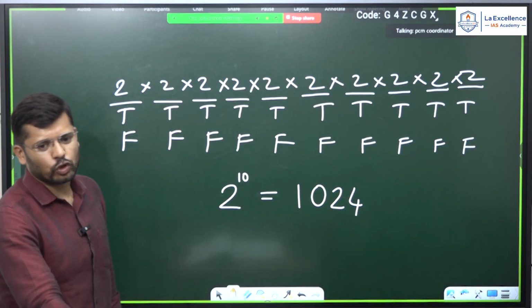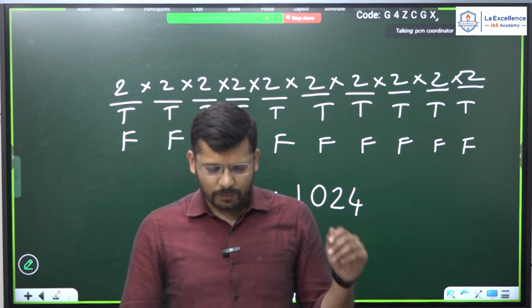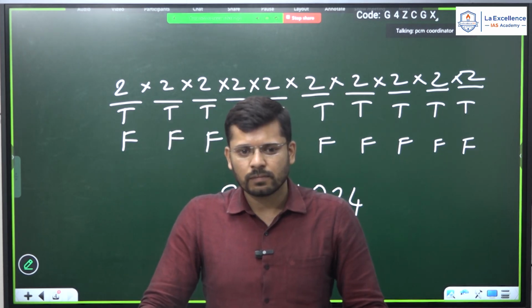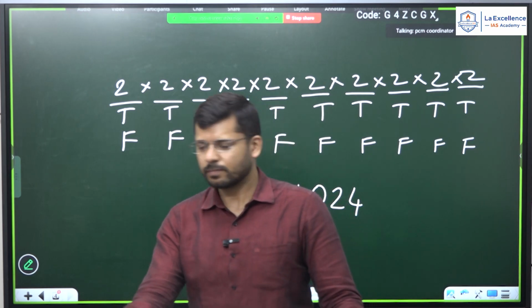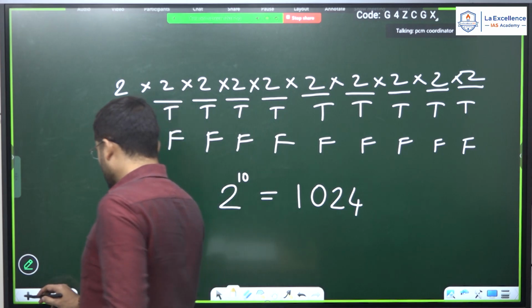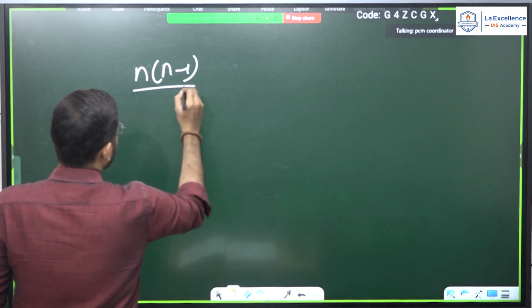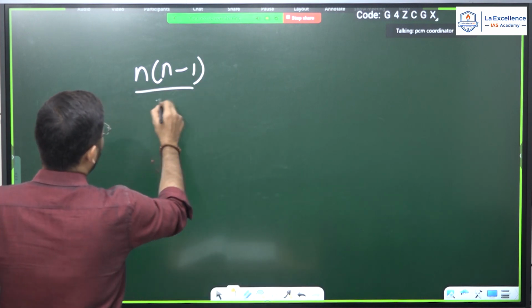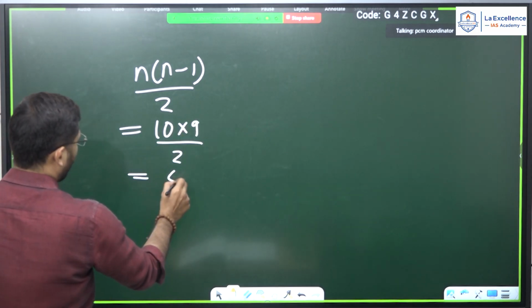So your answer is 1024. When 10 persons shake hands with one another, how many handshakes happen? Yes, correct. This question can be answered in 2 ways. One is there is a readily available formula for it. The formula is n into n minus 1 by 2. So if you apply it, you will get 10 into 9 by 2, that is 45.